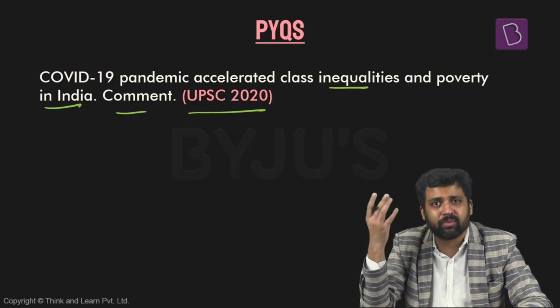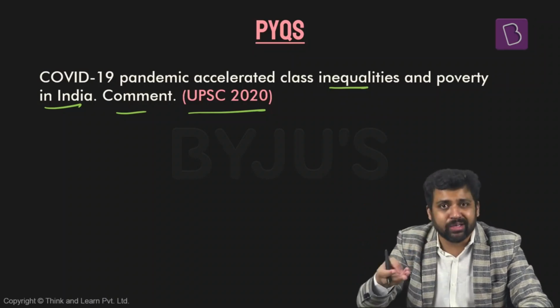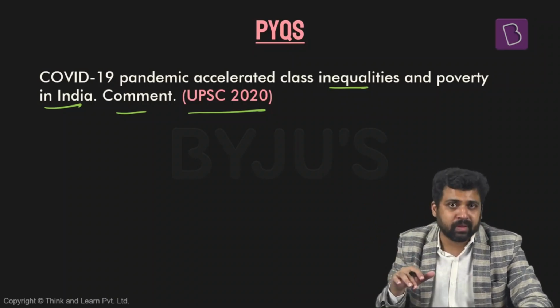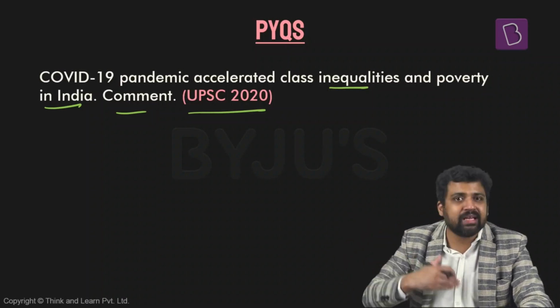In fact, some members of the upper classes would have benefited from the pandemic, depending on the sectors they are in. Those in, let's say, the logistics sector or online education, those firms would have benefited. But those at the bottom, working as construction laborers, are losing all their jobs because of the lockdown. Those in the manufacturing sector would have been impacted. So all these things lead to a situation where class inequality is increased.